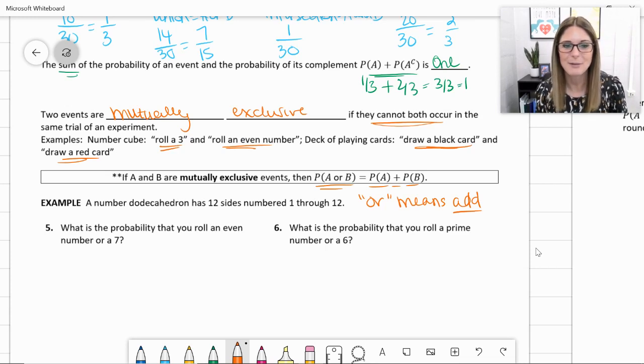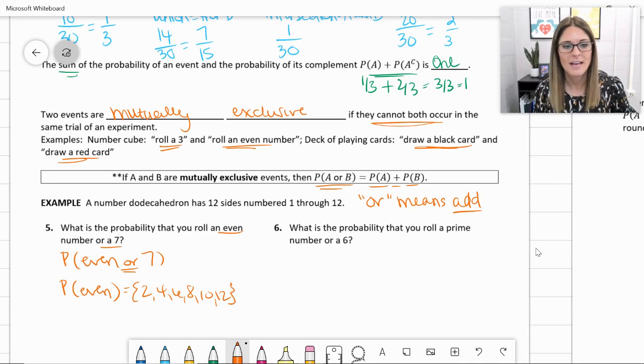Number 5, what's the probability that you roll an even or a 7? So I'm going to note that here as probability of even or a 7. So what's the probability of rolling an even? Let's list out our possibilities. We could roll a 2, 4, 6, 8, 10, or 12. And the probability of rolling a 7, well, there's only one 7 on that dodecahedron. So let's add those probabilities together.